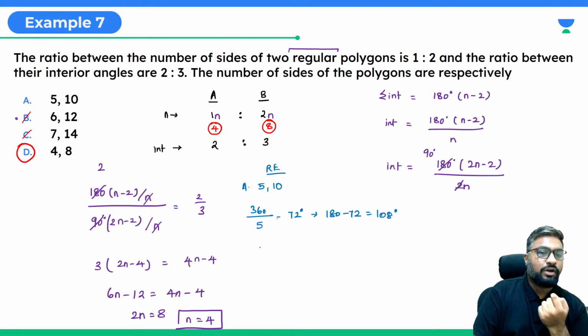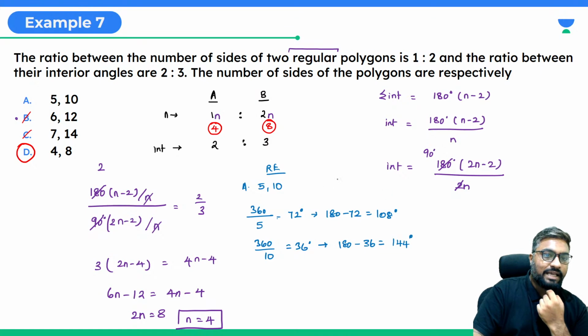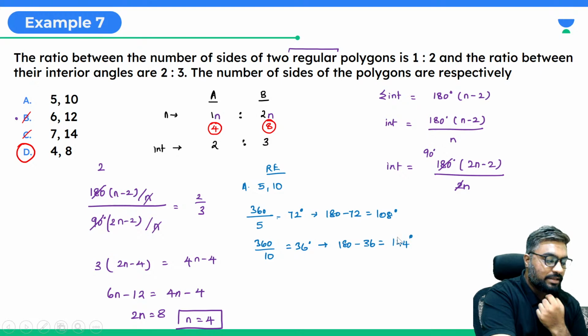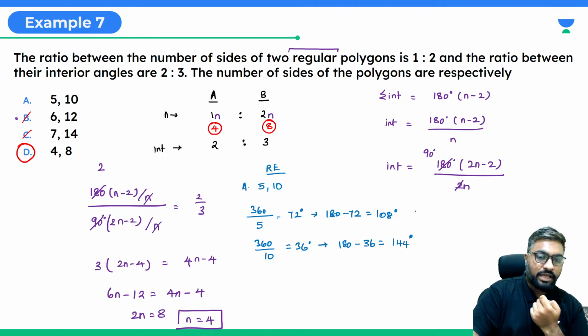Can you do the same thing for 10? So 360 by 10 is 36 degrees. So one interior angle is 180 minus 36, which gives us 144 degrees. Are they in the ratio 2:3? So we know 108 is 54 into 2. So 54 into 3 is 162, not 144. They are not in the ratio 2:3.